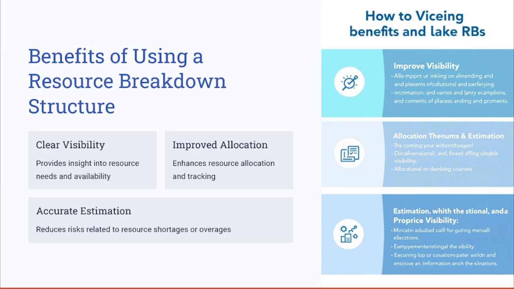To highlight the importance again, the benefits of using an RBS include improving the visibility into resource needs and availability by organizing resources into clear categories and subcategories. It also helps ensure that the resources are allocated efficiently and tracked effectively. This level of organization leads to more accurate resource estimation and reduces the risks associated with resource shortages or over allocations, ultimately improving project success.